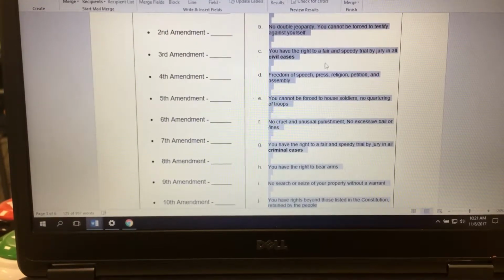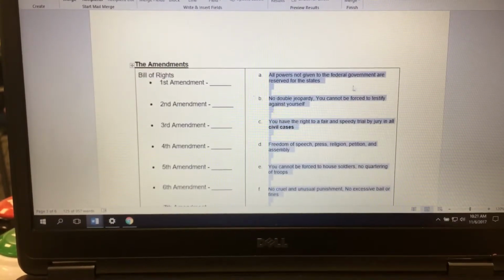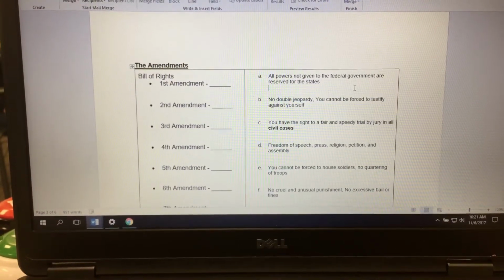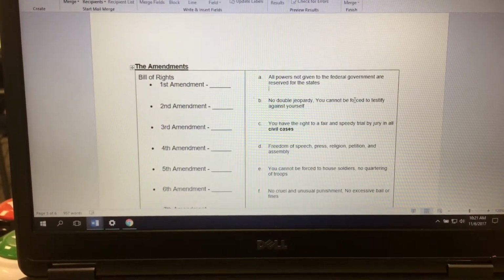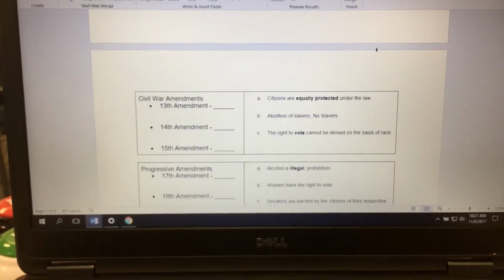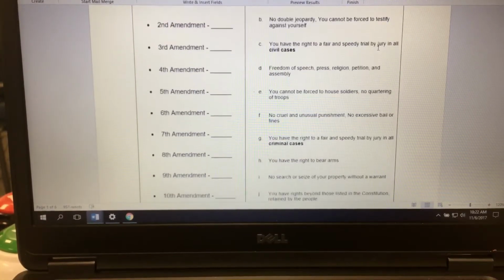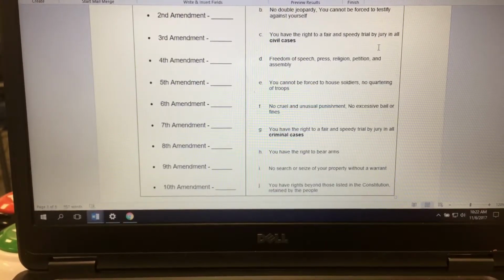All powers not given to the federal government are reserved for the states. No double jeopardy, you cannot be forced to testify against yourself. You have the right to a fair and speedy trial by jury in all civil cases. Freedom of speech, press, religion, petition, and assembly.